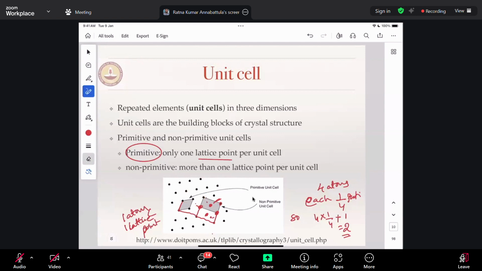So you could choose, both of them are valid unit cells, wherein one of them has effectively 1 lattice point per unit cell, the other one has 2 lattice points per unit cell. If a unit cell has only 1 lattice point, then such a unit cell is called a primitive unit cell. If a unit cell has more than 1 lattice point per unit cell, such a unit cell is called a non-primitive unit cell. It is just a definition. Effectively, a primitive unit cell will have 1 lattice point, and a non-primitive unit cell will have more than one lattice point. That's all it means.